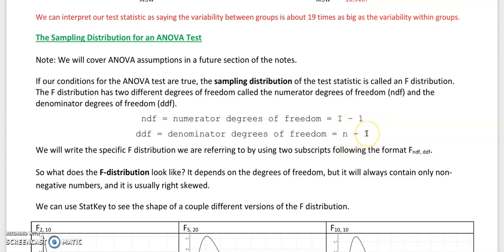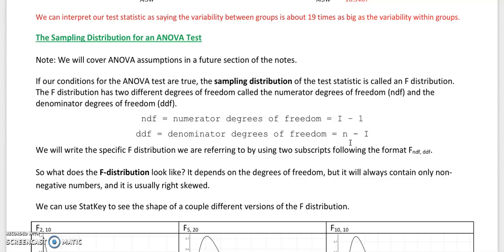And we also have what we call the denominator degrees of freedom, which is the overall sample size minus the number of groups. And if you go back to the mean squares between calculation, you'll actually notice that this I minus 1 was on the bottom of that calculation. And if you go back to the mean squares within calculation, you'll notice that this n minus I was on the bottom of that. And so that's where the numerator and denominator part is coming from.